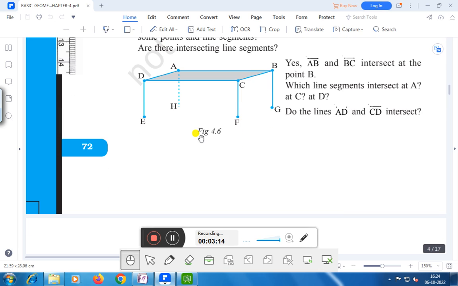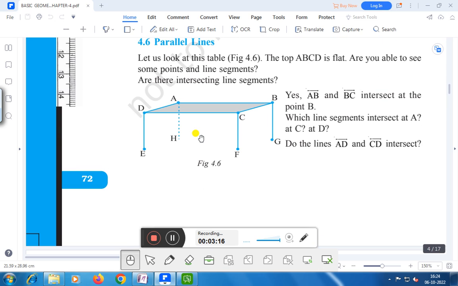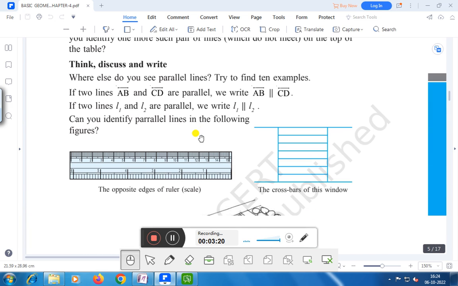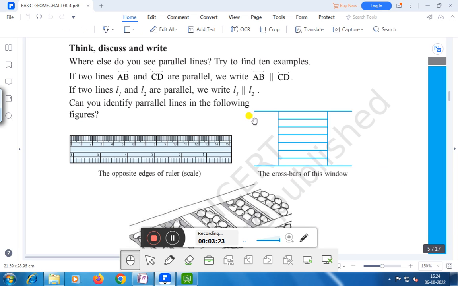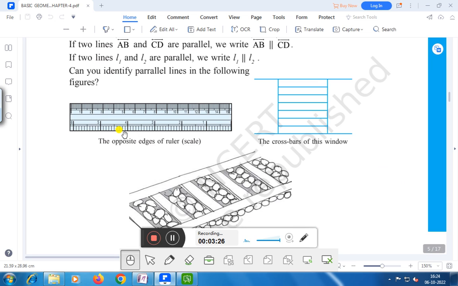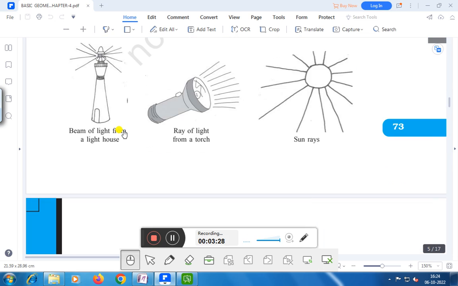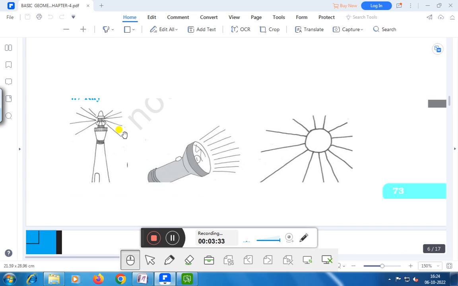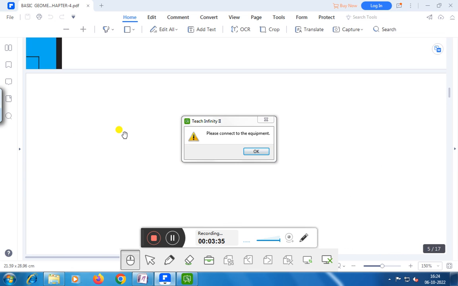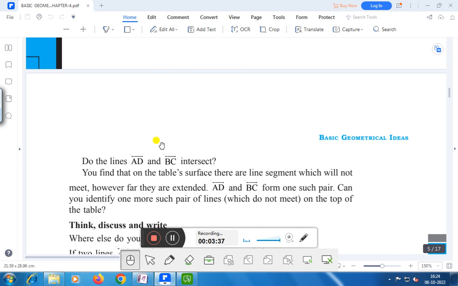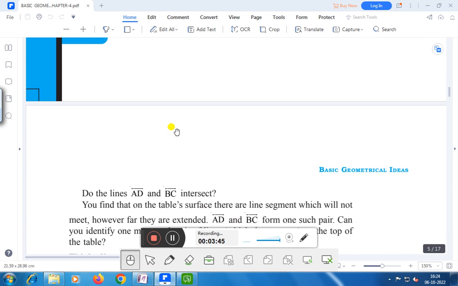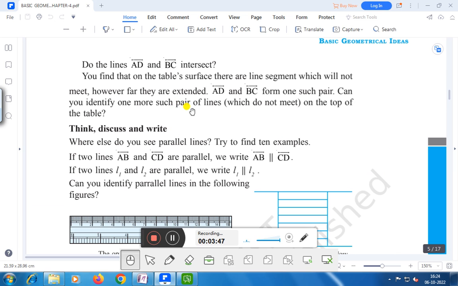Next one is parallel lines. What are parallel lines? Here you see parallel lines like this. These are the examples of parallel lines. Parallel lines means the distance between the two lines is always the same. That is parallel lines, right? Here you see the distance between two lines is always the same. And parallel lines never intersect one another, right?